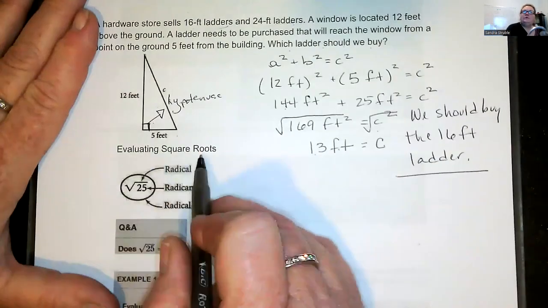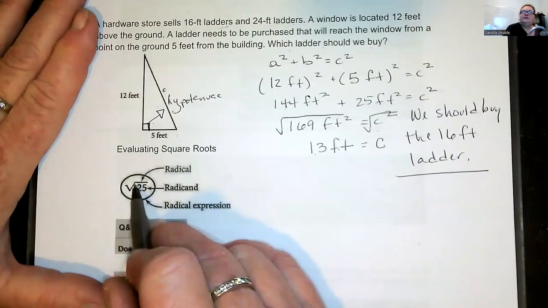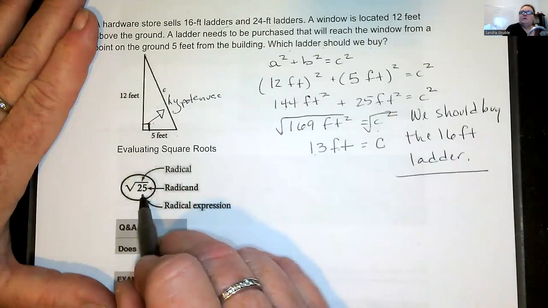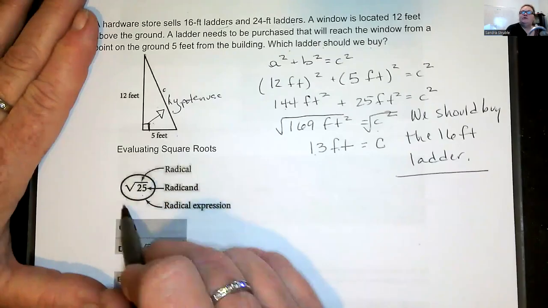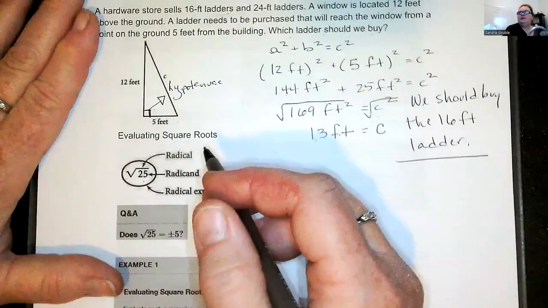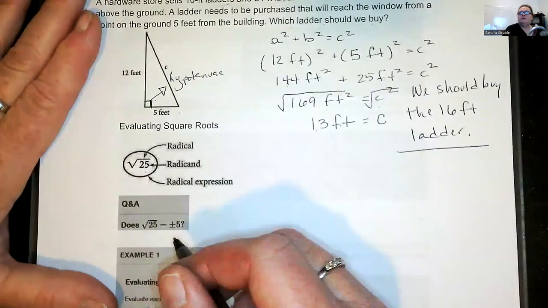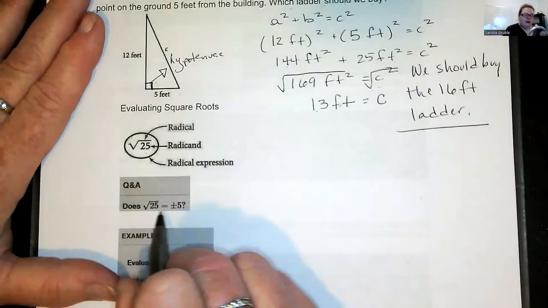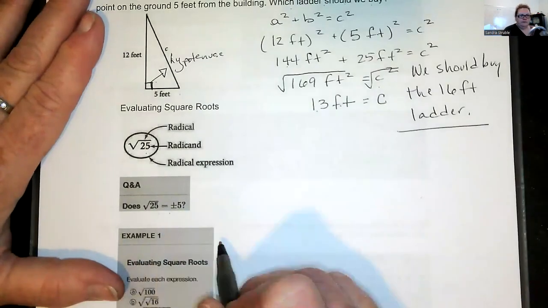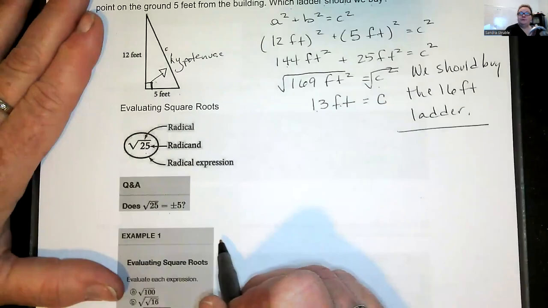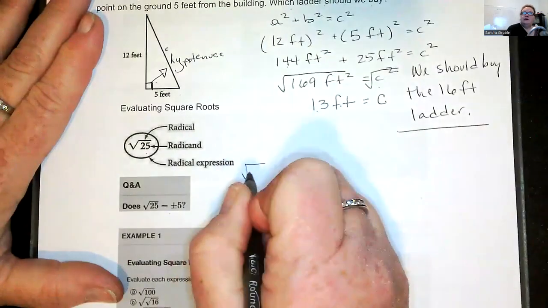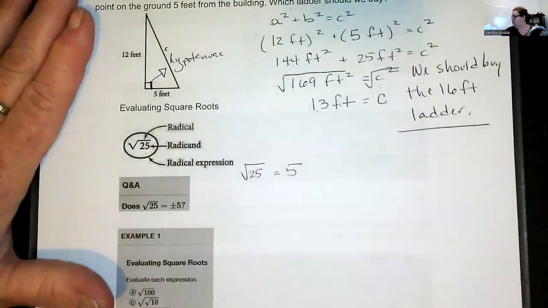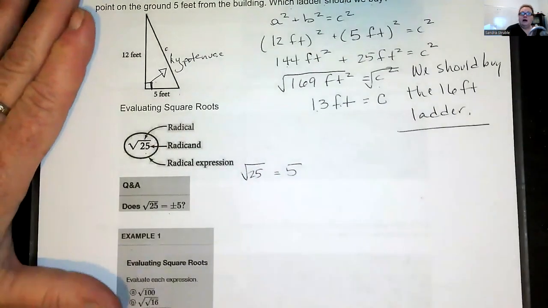So evaluating square roots. The radical is the square root symbol. The radicand is the number inside the square root, and the radical expression is the entire thing. Not something you need to memorize. So it's just knowledge. So the next question is, does the square root of 25 equal plus or minus 5? And the answer to that is no, because the square root of 25 is just equal to 5. If you put the square root of 25 in your calculator, you're going to just get positive 5.